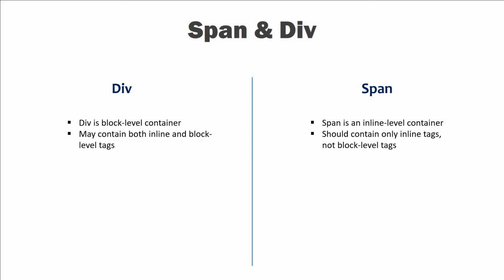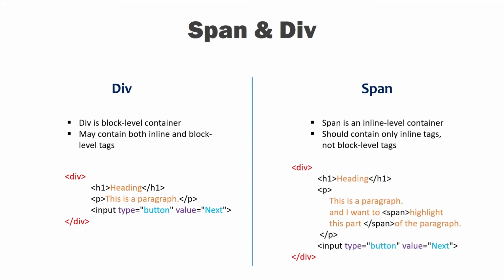Now let's understand div and span with an example. So this is an example of div tag. We have a div, and then we have a heading, a paragraph, and then an input tag. So divs are basically used for creating block level sections in HTML. While this is an example of span, we have a div tag, then we have a heading tag, and inside this paragraph tag, if I want to highlight a certain part, I can put it in span, then I can apply styling on the span in order to highlight this part. So this is an example of span, and then we have an input tag along with some attributes.